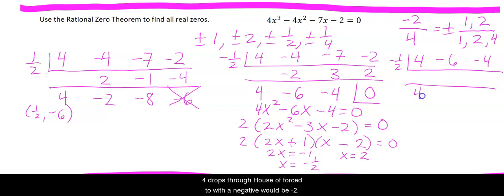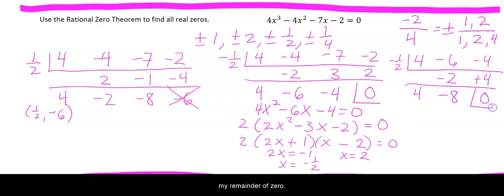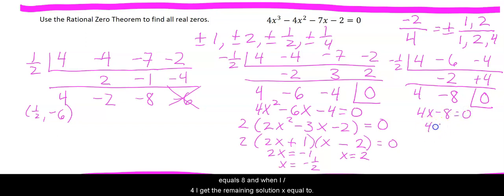4 drops through. Half of 4 is 2, with the negative would be negative 2. Adding down, I get negative 8. Half of 8 is 4. The double negative would make it positive, so I get plus 4. There's my remainder of 0. This last one would be 4x minus 8 equals 0, which means 4x equals 8. And when I divide by 4, I get the remaining solution, x equal 2.